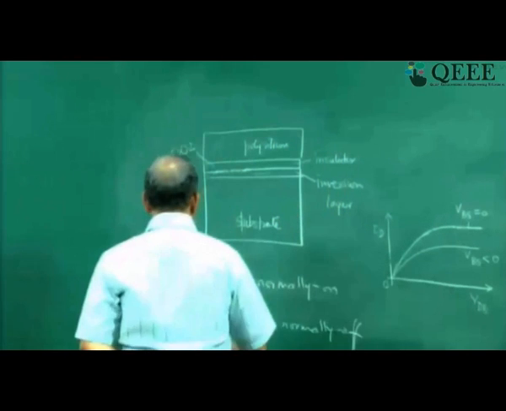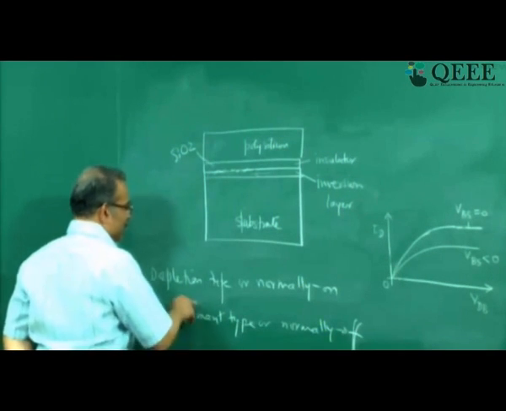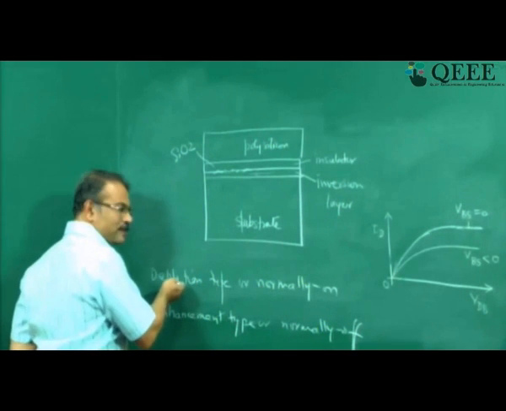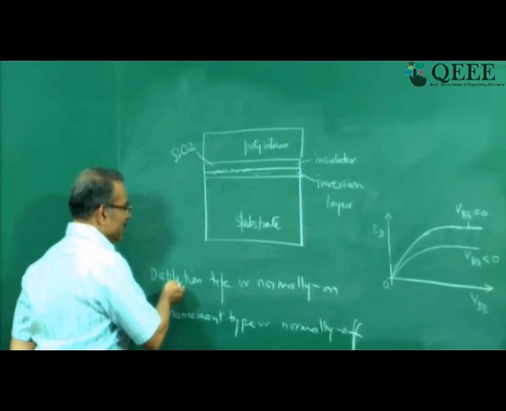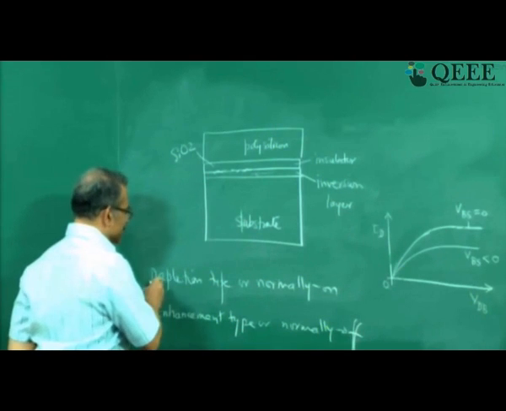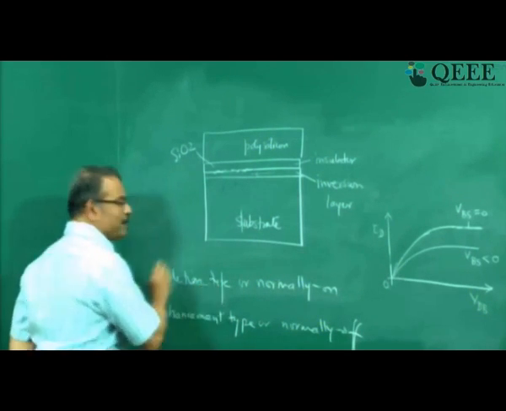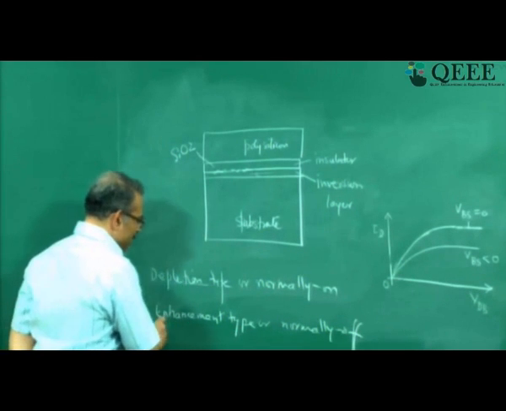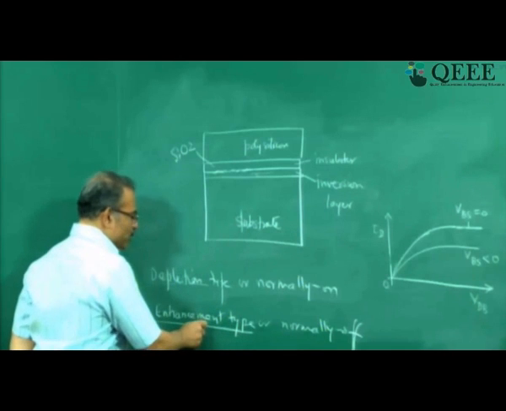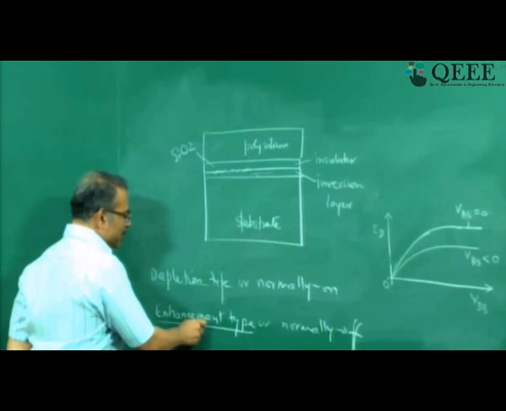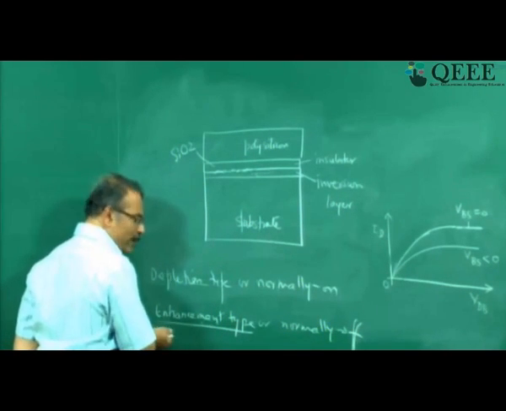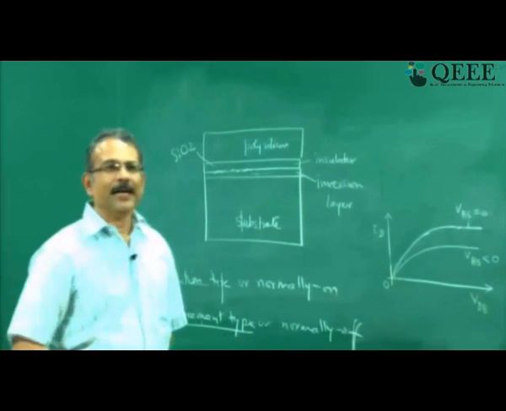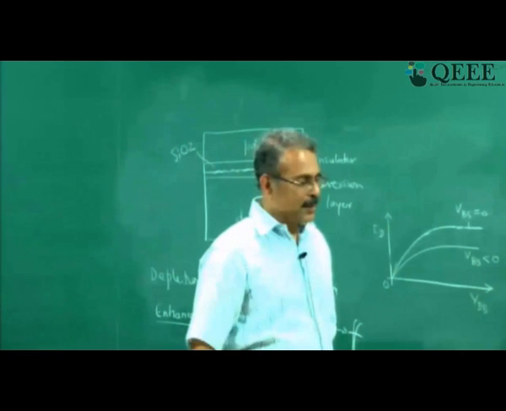Now let us explain why it is called depletion or enhancement. If it is a normally on device, by applying gate voltage you can reduce the current. Already the current is large and you can reduce it. That is why you can deplete the current, and that is why it is called depletion type. Now enhancement type, by applying the voltage you are trying to increase the inversion charge and increase the current, or you are trying to enhance the current by applying gate voltage. That is why that device is called enhancement type. Is that clear?